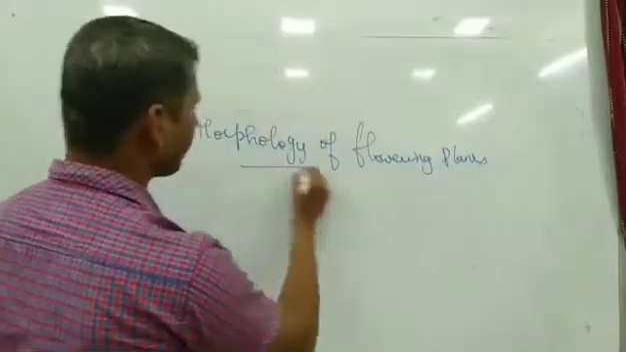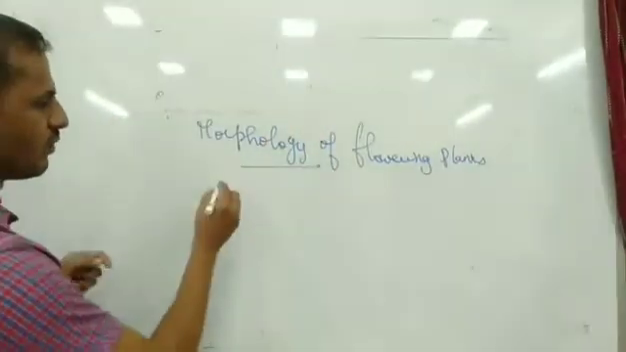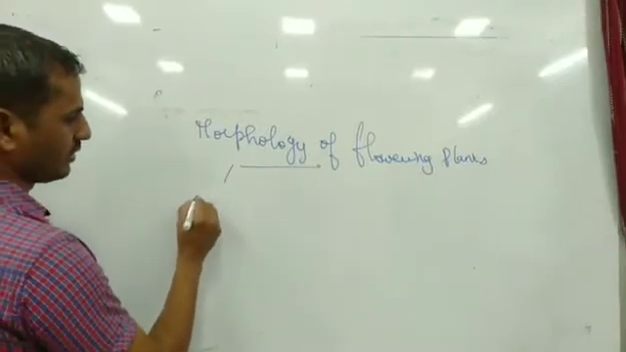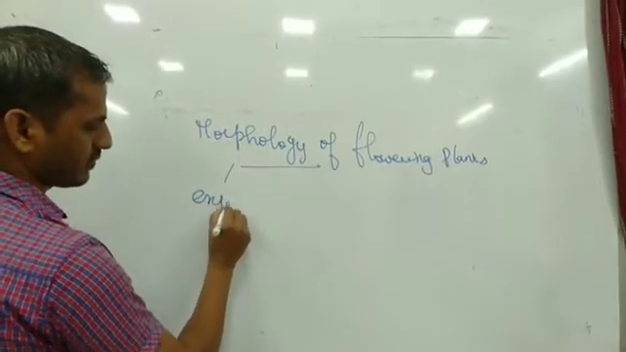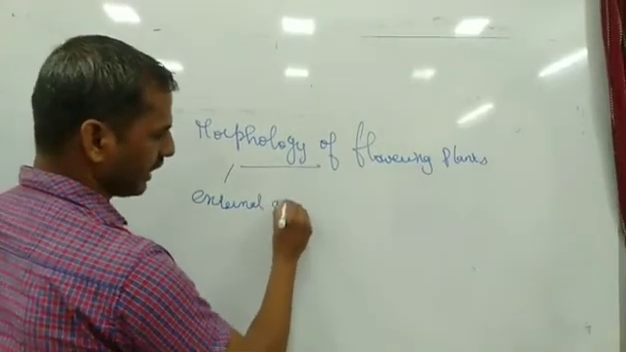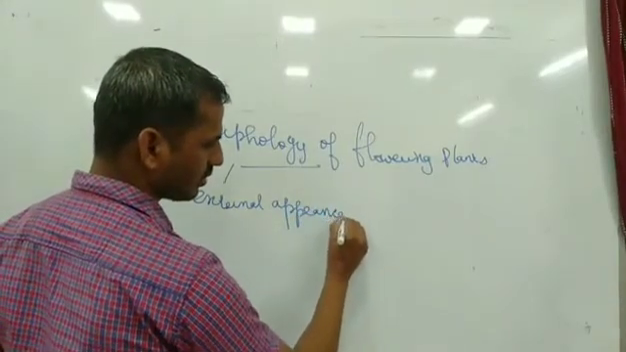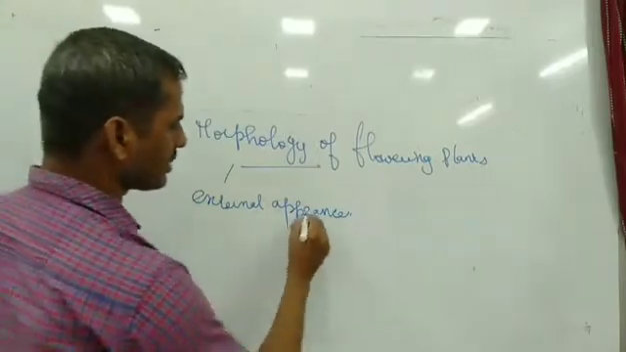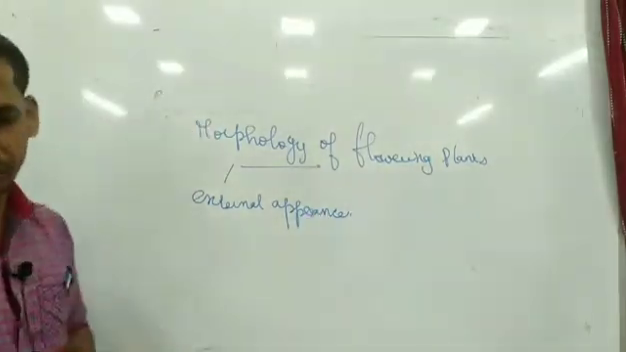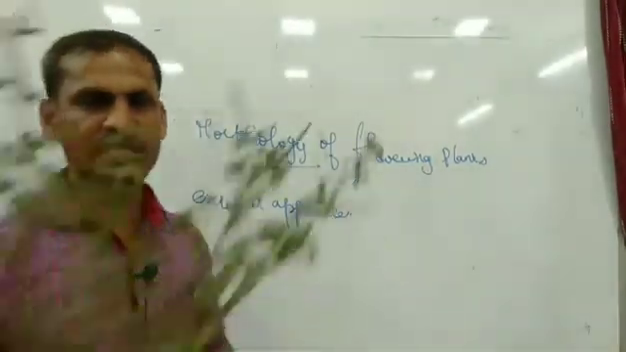Okay. So morphology of flowering plants. Morphology is mainly talk about external appearance. So when we talk about morphology, this is a plant.